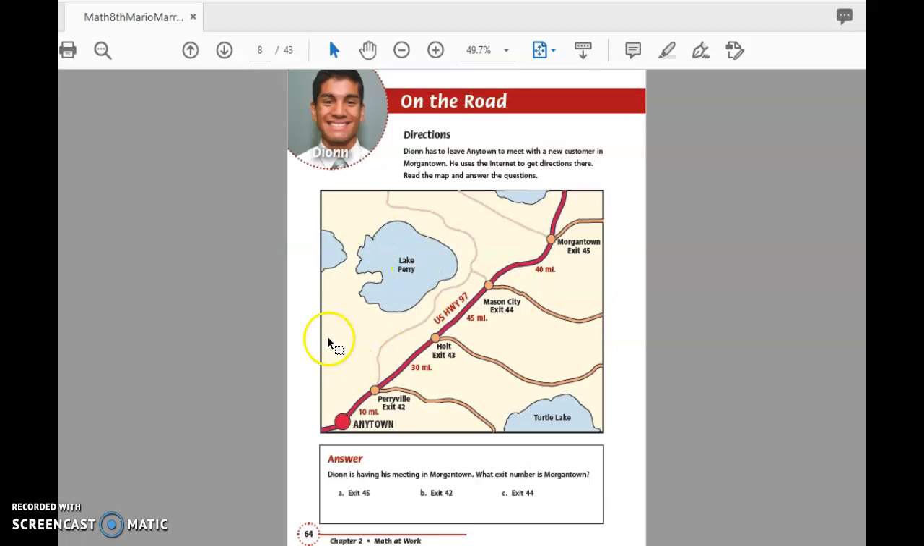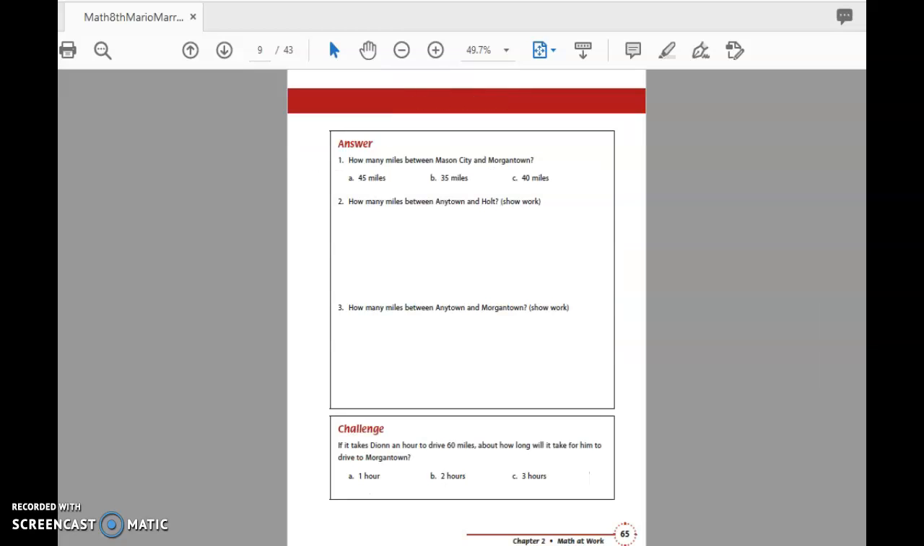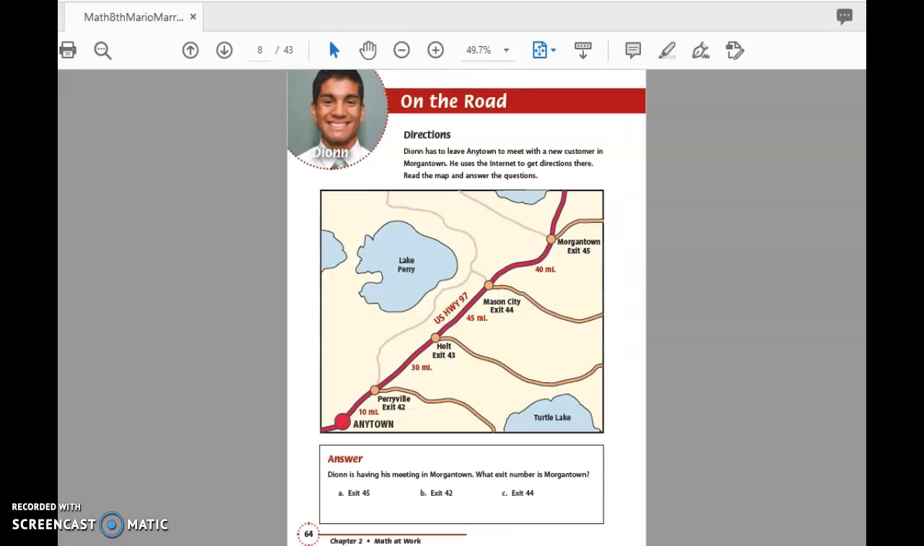Alright, so today we're going to be looking at page 64 for our math and 65. So let's look at this. It says Dion has to leave Anytown to meet with a new customer in Morgantown. He uses the internet to get directions there. Read the map and answer the questions.